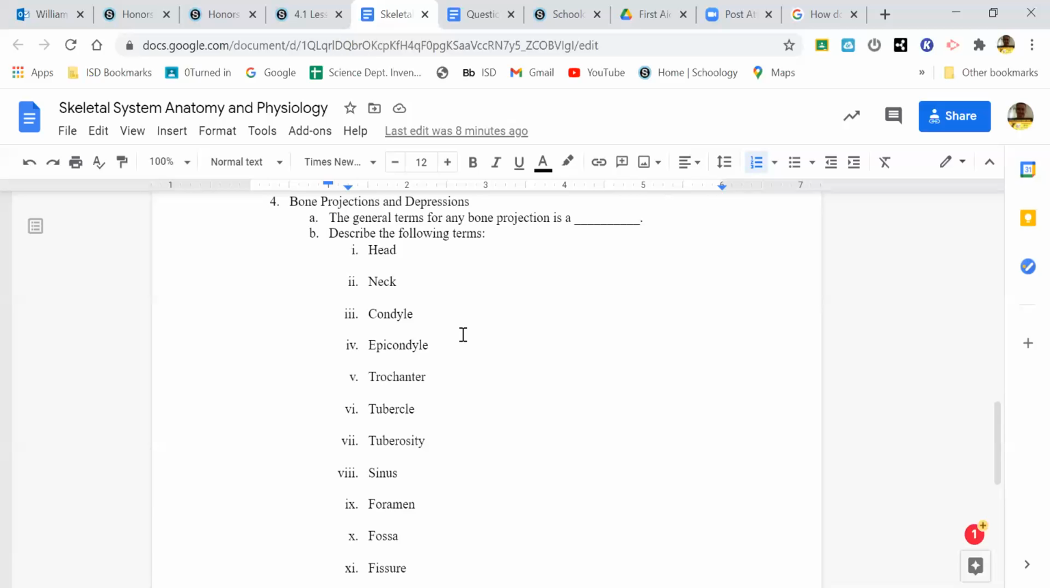Okay. The epicondyle is the projection located above or on a condyle. Above or upon the condyle. All right, a trochanter is a large, rough process for attachment of muscle. It is a large, rough process for the attachment of muscle.